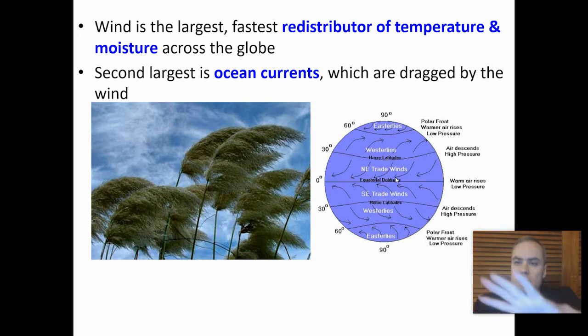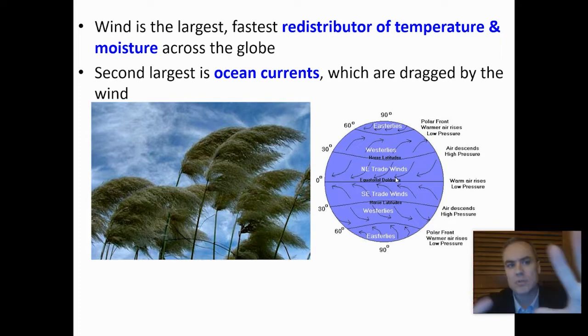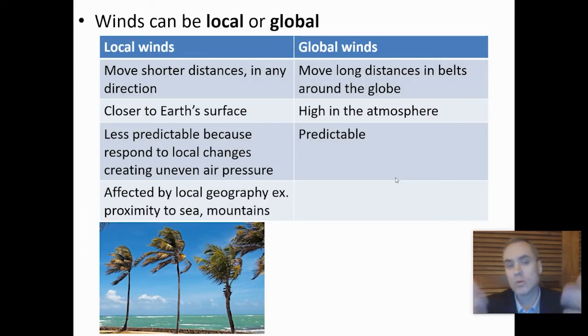So you can think of the winds and the ocean currents as hands that nature uses to move temperatures and moisture around the globe. Winds can be local or global. Local winds move shorter distances, whereas global winds move in long belts around the globe. Local winds can also move in any direction, whereas global winds tend to be more predictable because they follow the patterns of highs and lows created by the sun. Local winds are also closer to the Earth's surface, whereas global winds are higher up in the atmosphere.